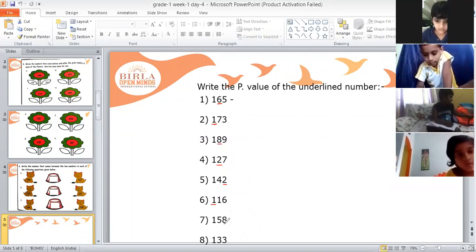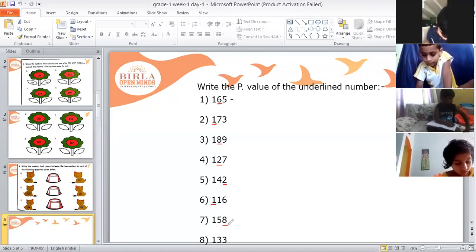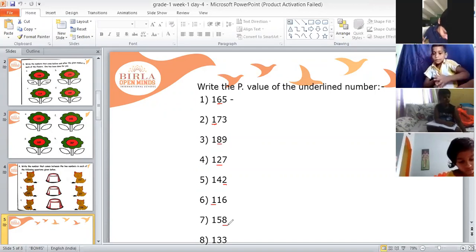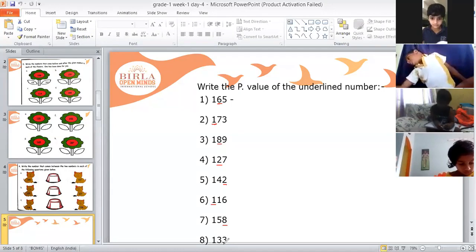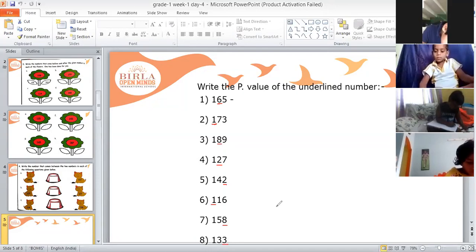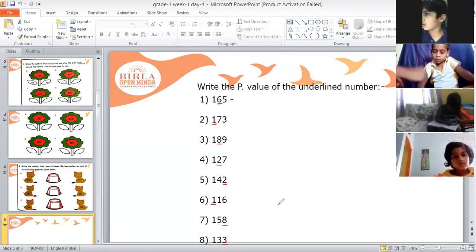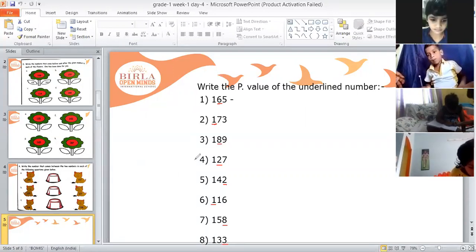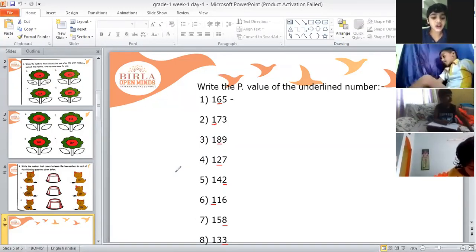Yes, in seventh bit, children, underline number 8. This is number 8. And in last bit, again underline number 3, which is in ones place, children. Okay. Siddharth, look on your screen. Yes, children. Underline these numbers. I have underlined number with this red color. Please underline the correct number.